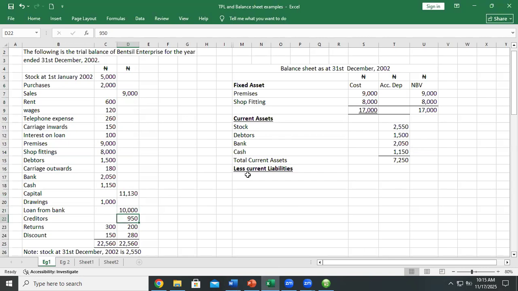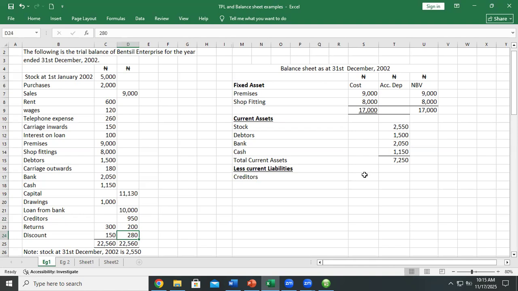Creditors, definitely number one on the list. So that's how much? 950. If you check, this is returns discount. These are not liabilities, right? Okay. So the only liability is creditors.